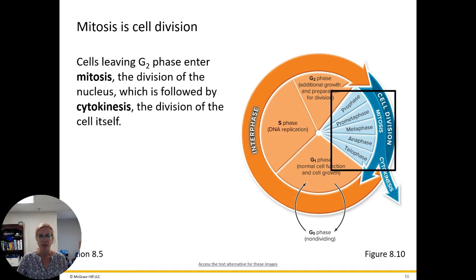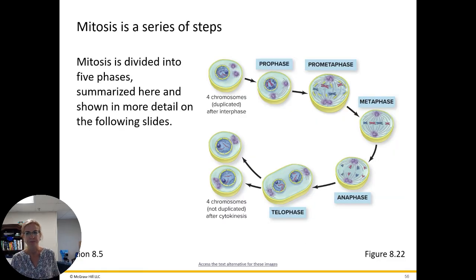So when cells leave G2, they enter mitosis, and mitosis is actually the division of the nucleus, and that is followed by cytokinesis, which is the division of the cell itself. So really there are three phases of the cell cycle. There's interphase, and then there is cell division, which is mitosis, and then there's cytokinesis, which is the division of the cytoplasm and all the other things that are in the cell.